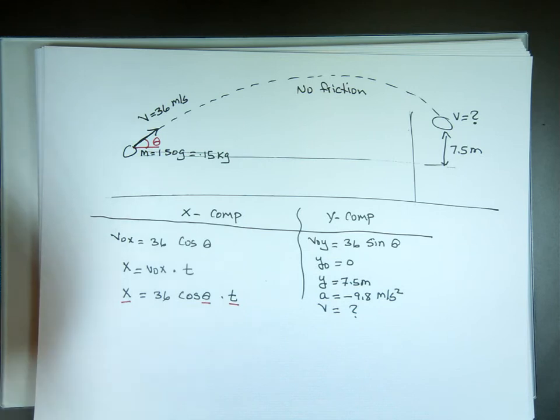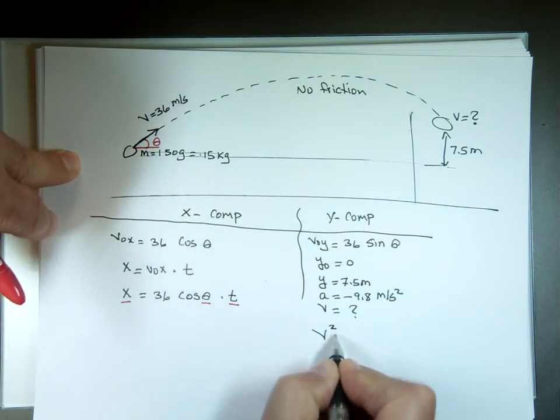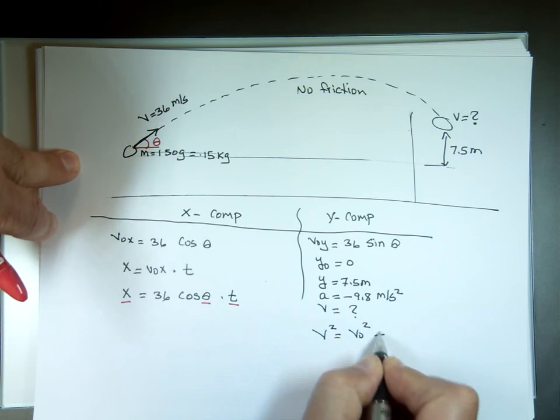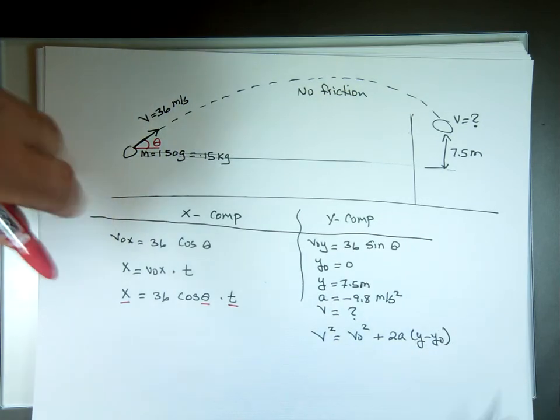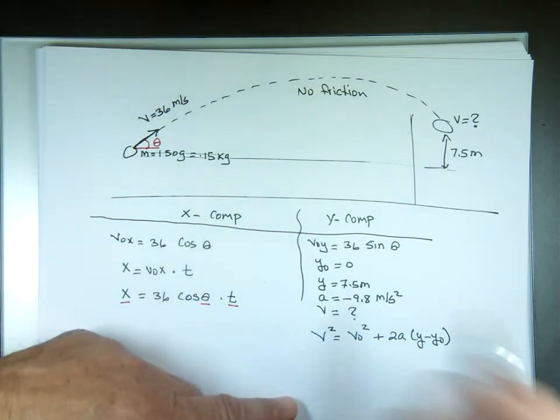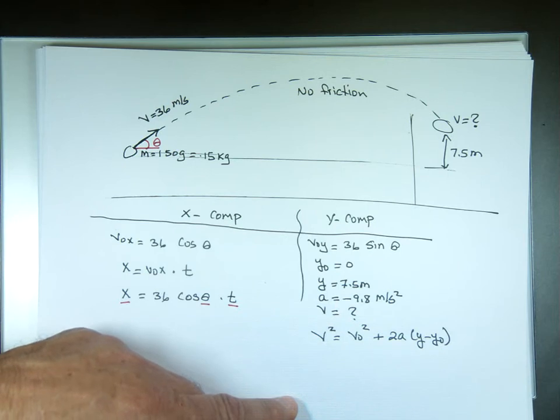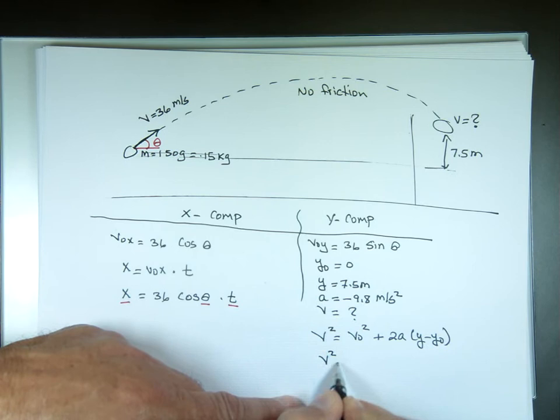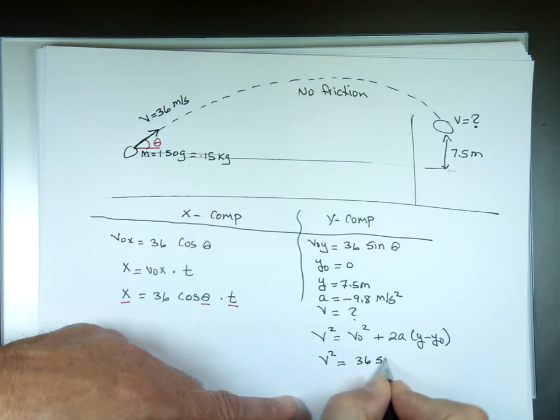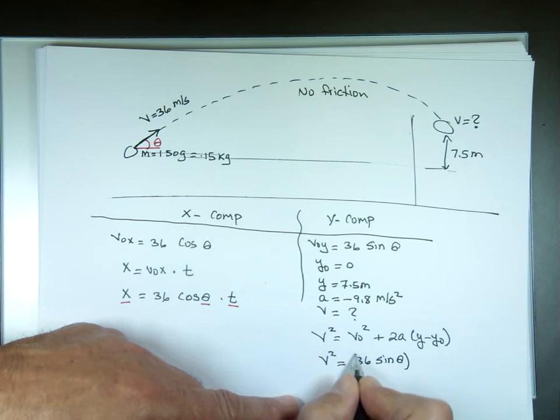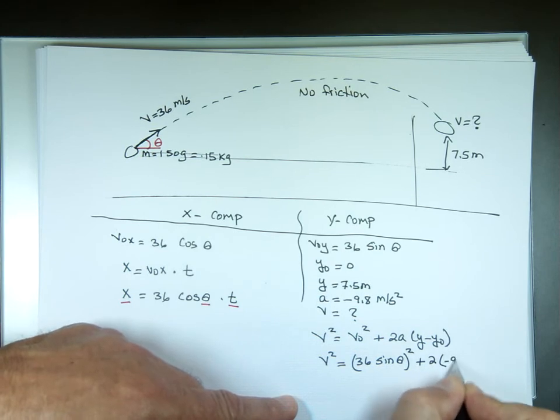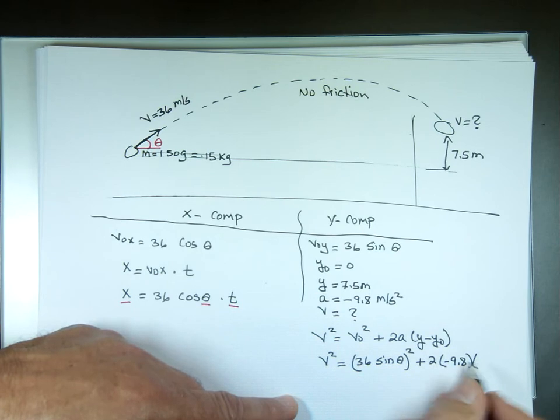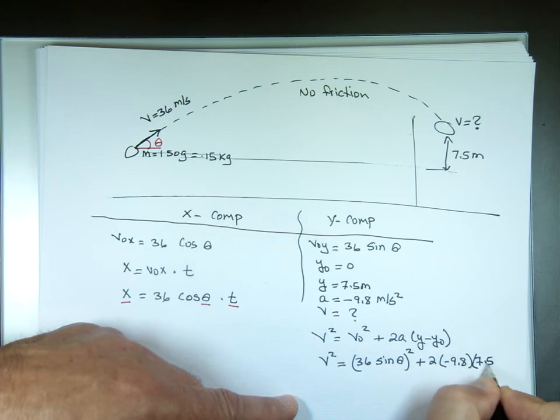So now I have V final equals V initial squared plus 2A, the change in Y. Where's my V final? Unknown, we're looking for it. What's my V initial? 36 sine of theta. And you're going to square that, plus 2 times negative 9.8 times Y, which is 7.5 minus 0. How many unknowns?